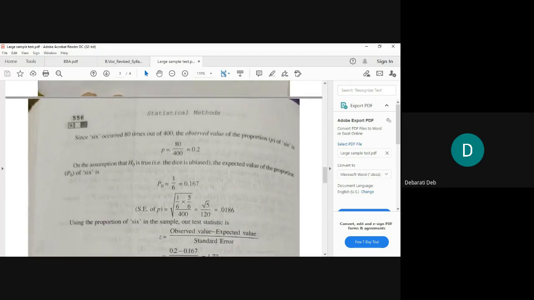Till this much, is it clear to all of you? Please tell me. I'm telling you again. Observed value is the actual value that has occurred. That means out of 400 times, if 80 times it is 6, then the probability of occurrence of 6 is 80 by 400, that is 0.2. This is the real value, called the observed value, or you can also write it as small p.